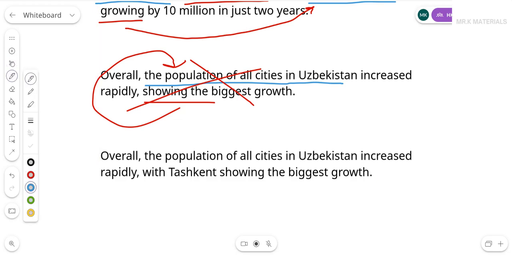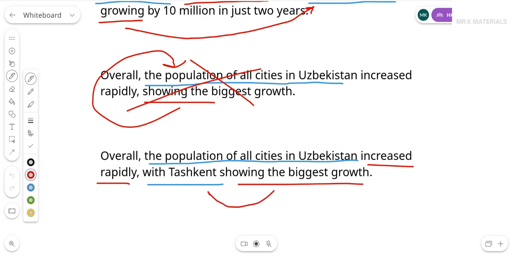I have the main subject, the population of all cities in Uzbekistan. Then I have my main action, increased rapidly. And then I have a new subject when adding additional detail here, with Tashkent. And then I have the verb showing the biggest growth. Now this belongs to Tashkent because I'm using the structure with. It does not belong to population. In that case, it wouldn't make sense. Now I have Tashkent here.